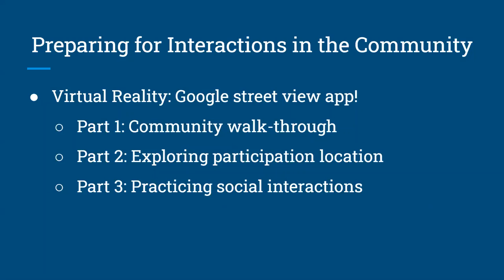The virtual reality component consists of 3 parts. In part 1, the RT and participant will explore the surrounding community on a smartphone, tablet, or computer via the Google Street View app in order to provide an opportunity for the participant to become familiar with the area before active participation. Part 2 involves an exploration of the identified participation location, while Part 3 involves practicing social interactions that will be used when visiting the location.